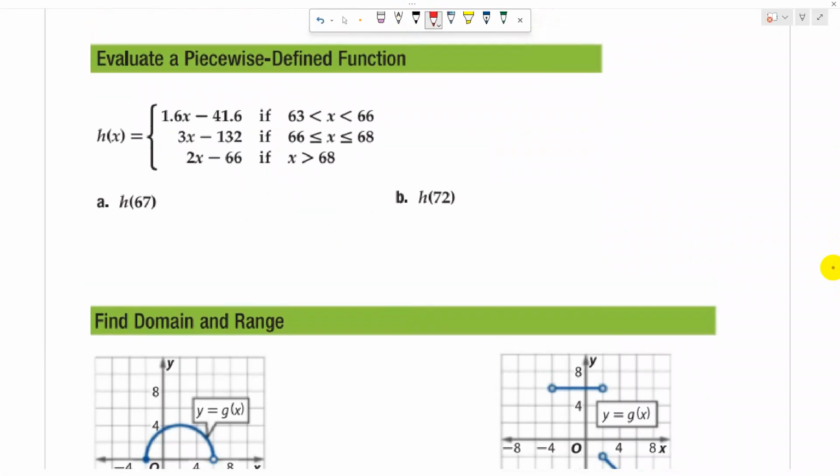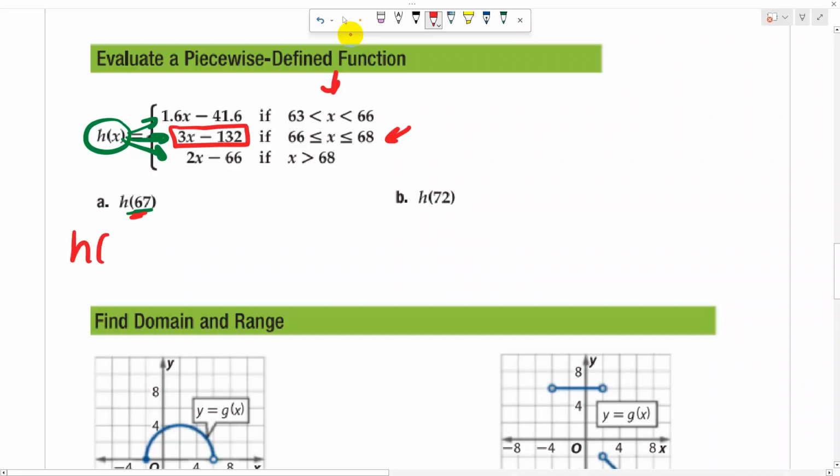Okay, next, how to find a piecewise defined function. For this example we need to find h of 67. It's like we're separating our function into several parts. In this example we separated our function into 3 parts, and you have to determine in which part you need to plug in your number, which is 67. You will search for it here. Which interval contains 67? Is it 63 to 66, or 66 to 68, or bigger than 68? We will go for the second one. It's between 66 and 68. So you need to plug your number into the second part of the function.